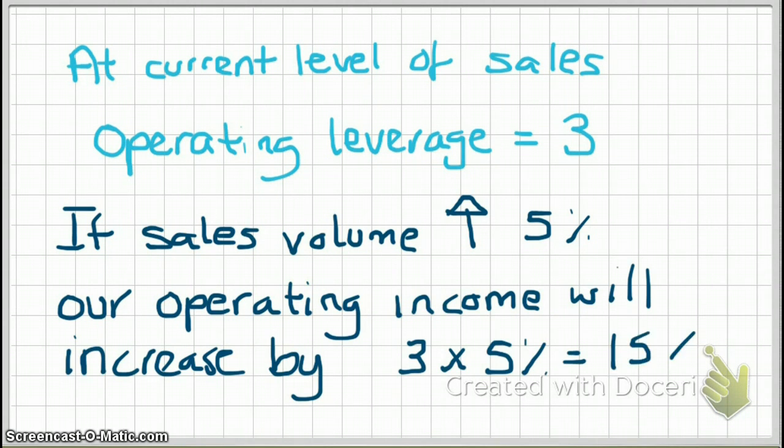How do we calculate 15%? We take our operating leverage factor of 3 and multiply it by our expected increase in sales volume. So, for a 5% change in sales volume, our operating income increased by 15%. The same way, if our sales volume had decreased by 5%, operating income would have also decreased by 15%. So this company is quite sensitive to changes in sales volume.